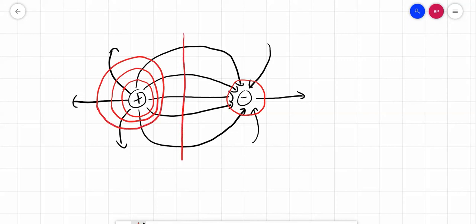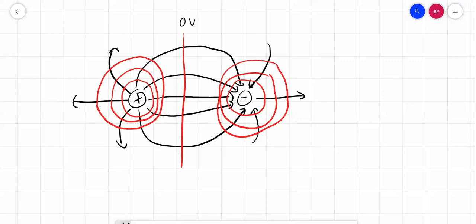There's one that goes straight down. So it looks something like this. And because the electric field goes from high voltage to low voltage, these are at high voltages, these are at low voltages. So depending on how you define the voltage, maybe this is at 0 volts, then all these are increasing positive and these are decreasing negative.